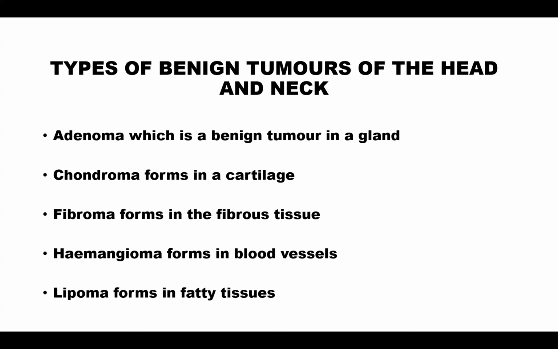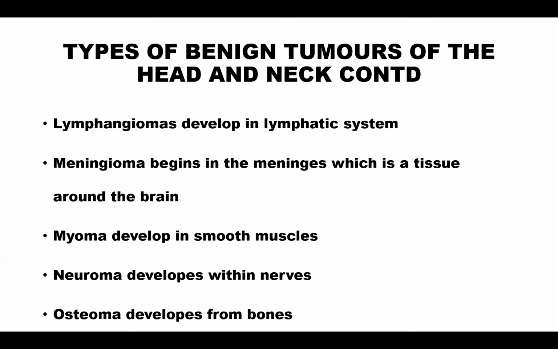Now, types of benign tumors of the head and neck. We're going to look at another classification based on the tissue that is involved. Adenoma is a benign tumor that occurs in a gland. A chondroma forms in a cartilage. Fibroma forms in the fibrous tissue. Hemangioma forms in blood vessels, while lipoma forms in fatty tissues. Lymphangioma develops in the lymphatic system. Meningioma begins in the meninges, which is a tissue around the brain. Myoma develops in smooth muscles. Neuroma develops within nerves, and osteoma develops from bones. So these are some terminology that we need to familiarize ourselves with.